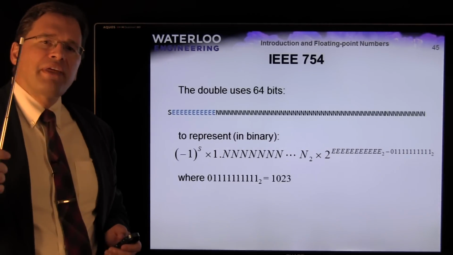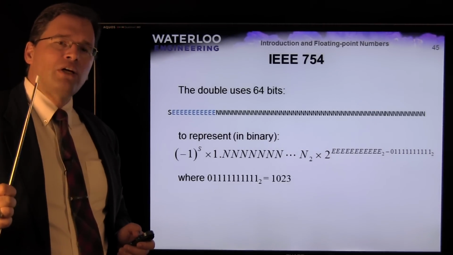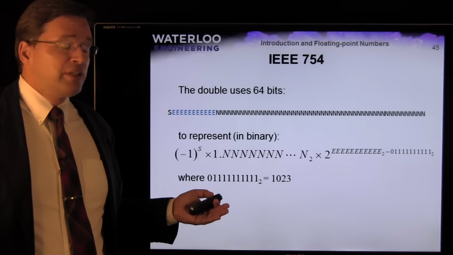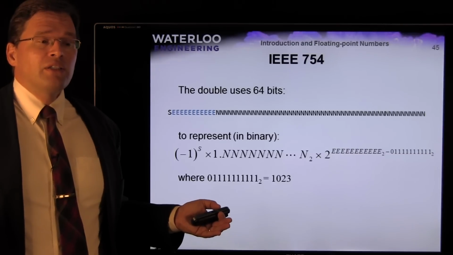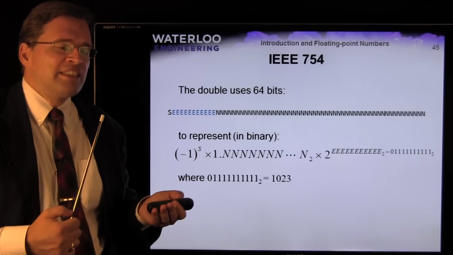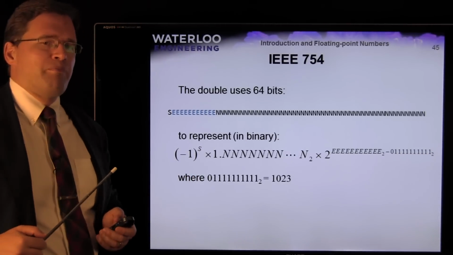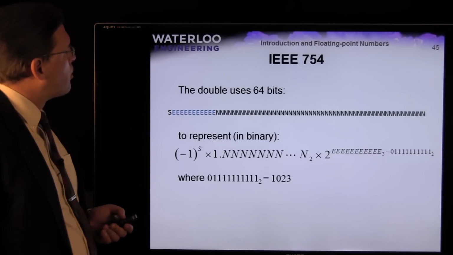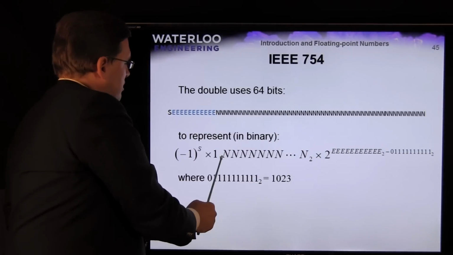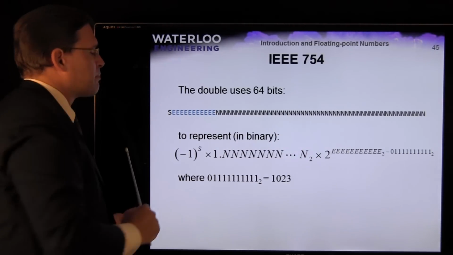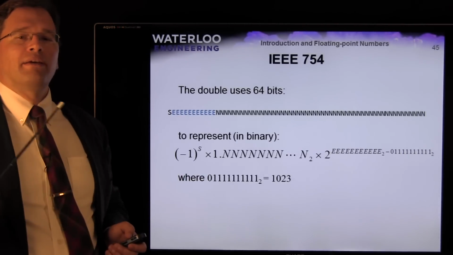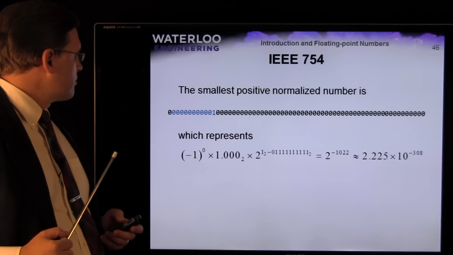And remember that in our representation we require that m is non-zero? Well, the only non-zero binary number is 1. So if we're guaranteed that the first digit is 1, let's just not store it at all. So in the double precision floating point format, the mantissa represents all numbers after the decimal point, and we assume that there is a leading 1 point.